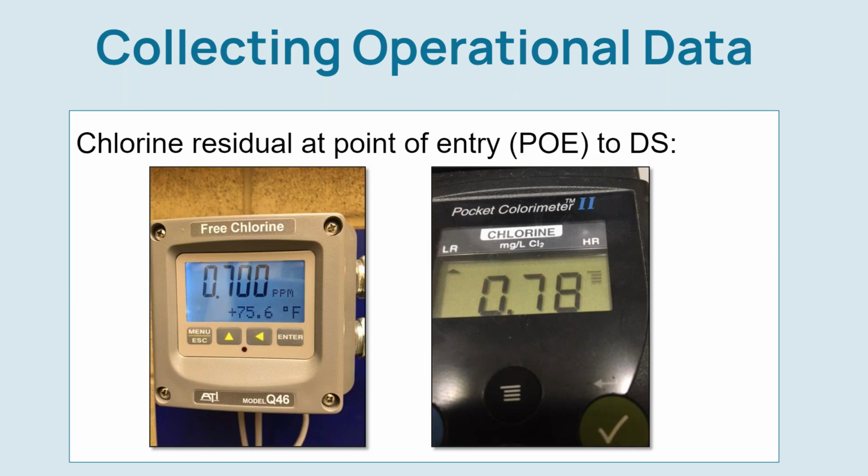Systems must also monitor the chlorine level at the point of entry to the distribution system. Systems may use online analyzers or chlorine test kits to check the chlorine level at the point of entry.